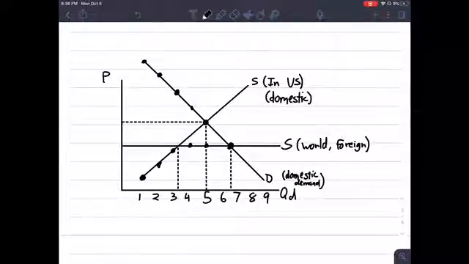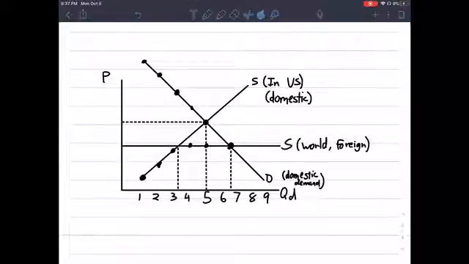Today I will be graphing international trade and how it affects the demand and the buyer in a domestic country. So here I've already graphed out the domestic and foreign supply curve, as well as a domestic demand curve.